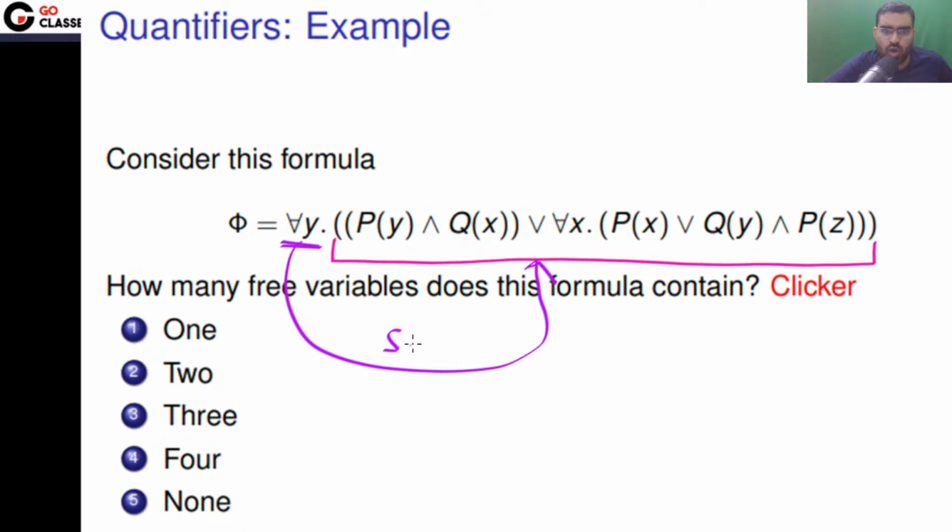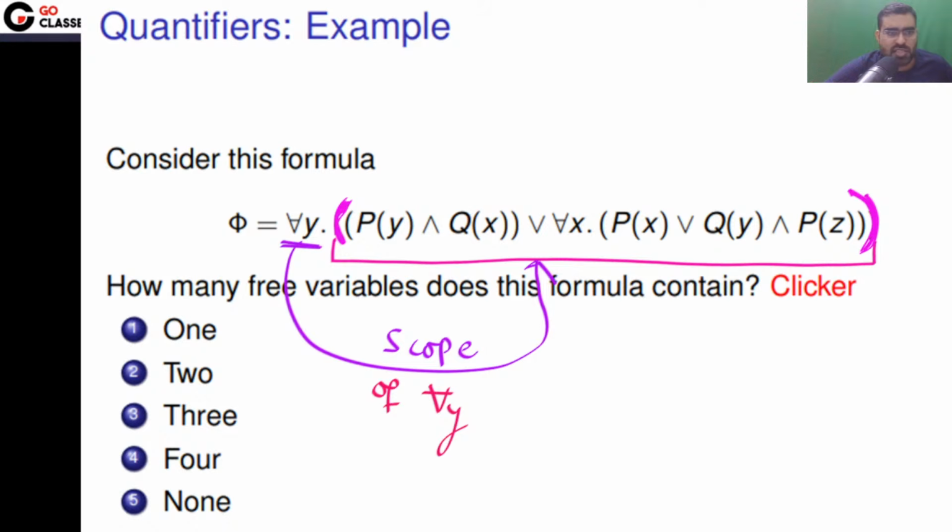This entire scope is the scope of y. This is the entire scope of this for all y, because you can notice this is an open parenthesis. For this open parenthesis, this is the closed parenthesis.